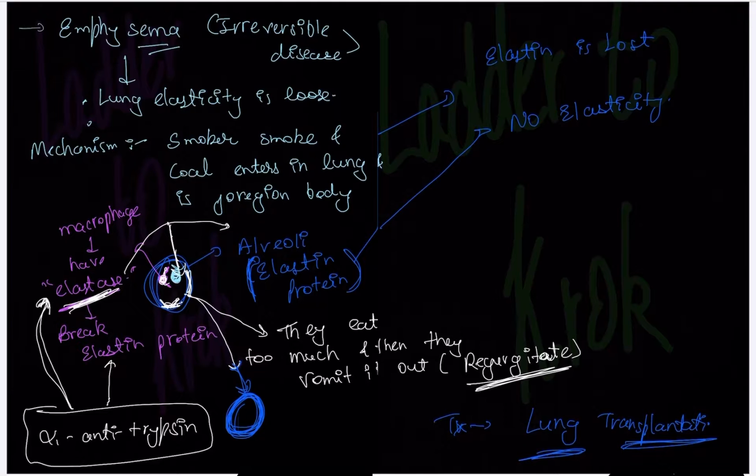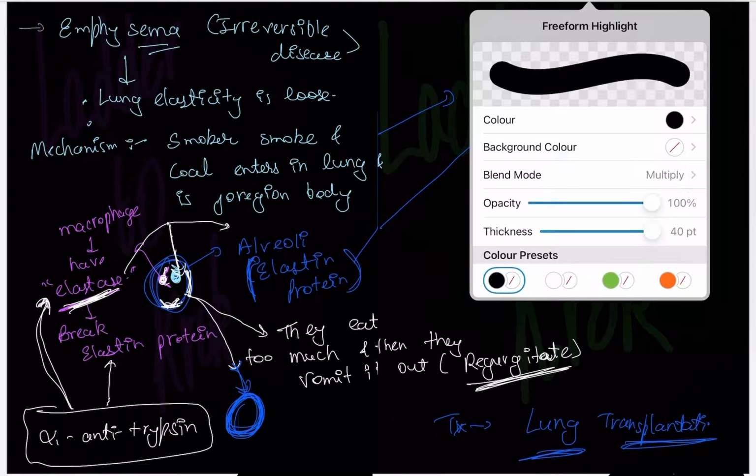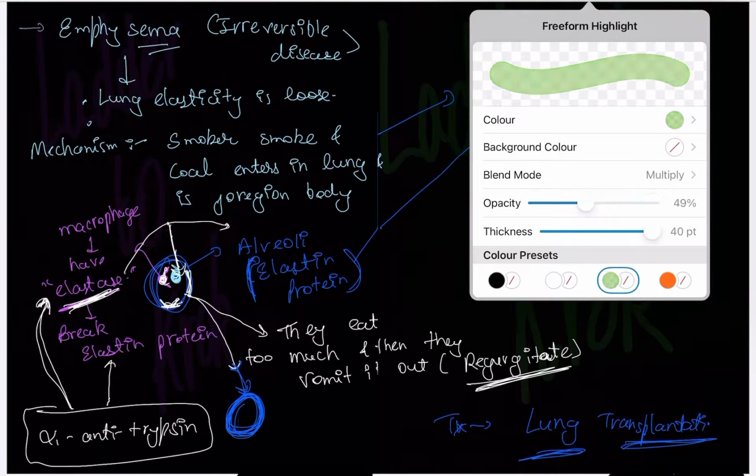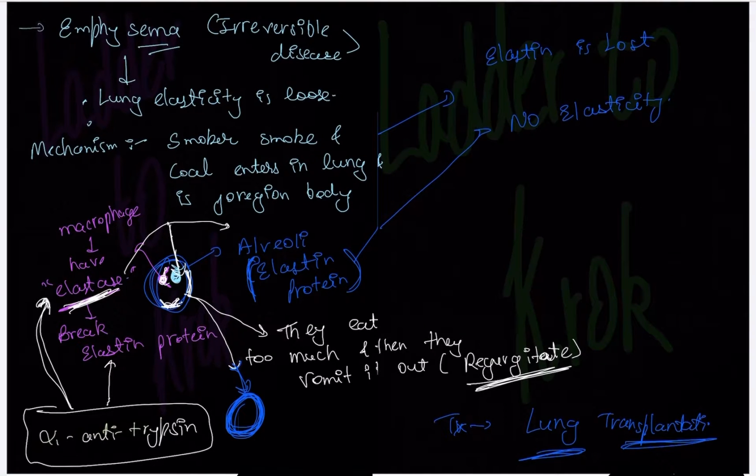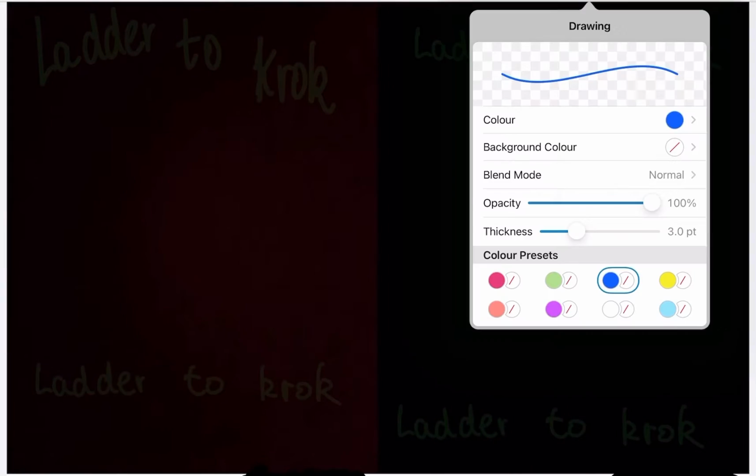It's a very easy thing. The main point which you have to remember here is this alpha-1 antitrypsin. The elastase, how macrophages affect and lyse elastin proteins. This alpha-1 antitrypsin is very important. Now let's come to asthma.